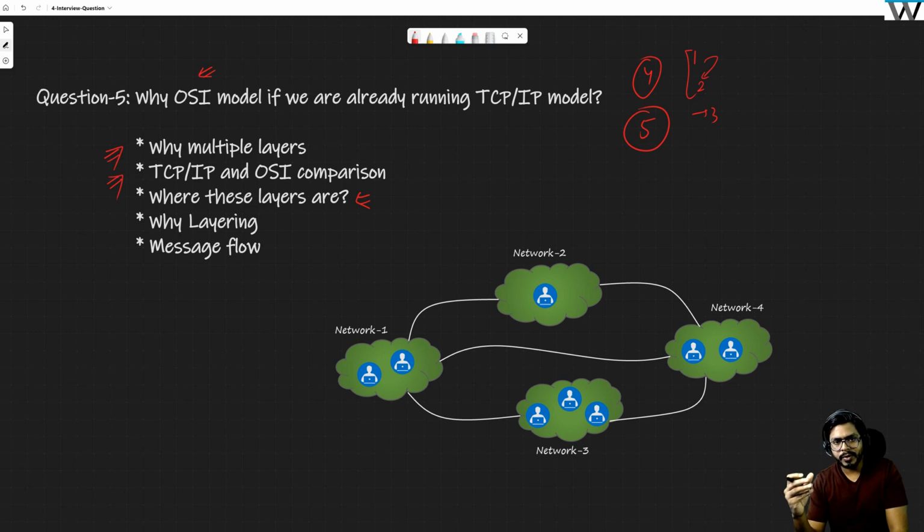Whenever I take an interview, or when I discuss the TCP/IP model or OSI model with newcomers, they can all explain what the OSI model is, what the TCP/IP model is, and what exactly the layers are in this model. But when I ask where exactly these layers are, can I see them, then I don't see a satisfactory answer. So where these layers are is very important to understand. Then, why layering? Why do we have so many different layers?